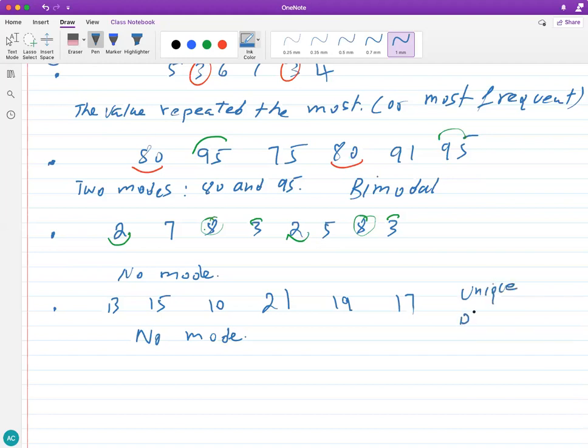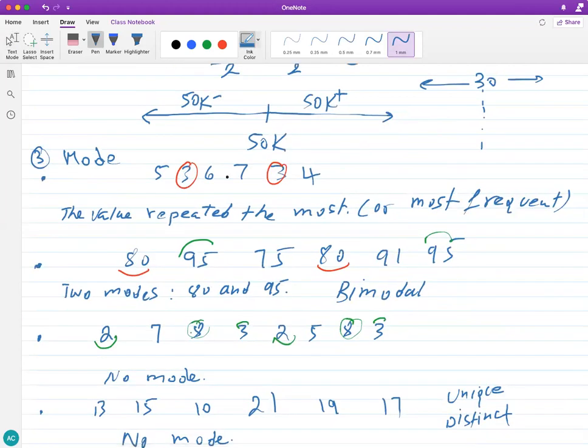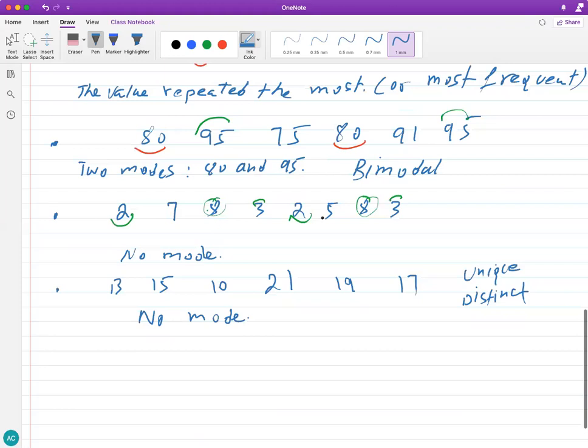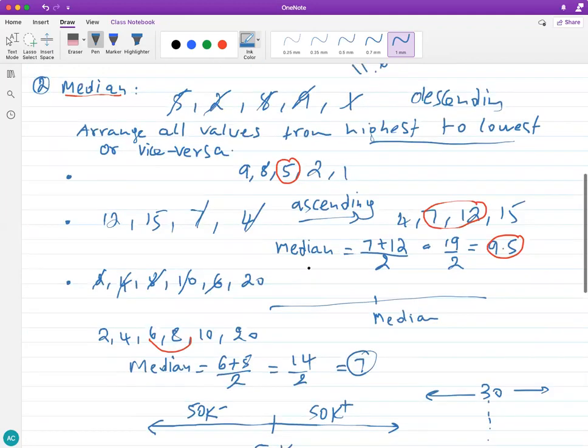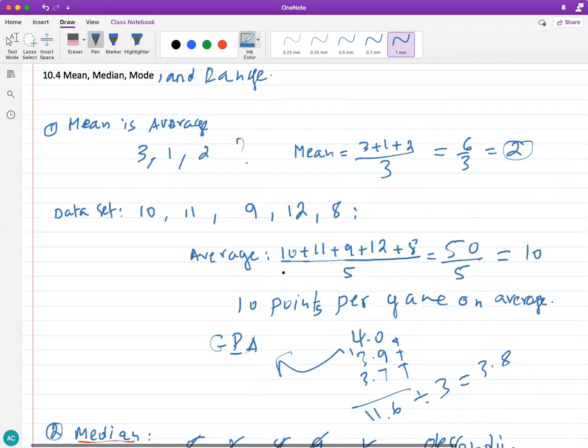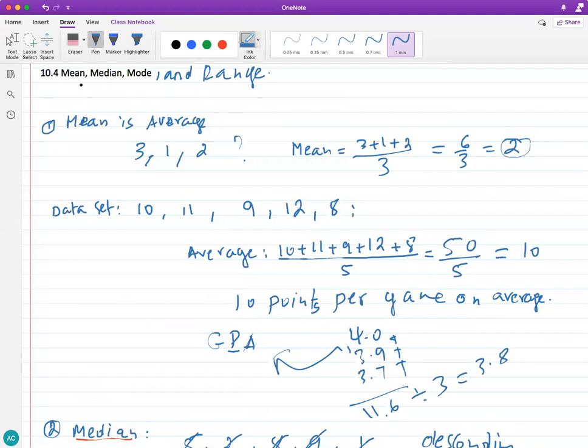Or distinct values. Nothing is repeated, they're distinct. But here, 95 and 80 are repeated, and here all these are repeated, but still there's no mode. So that's basically the mode. So we talked about the mean, the median, and the mode. Now, let's talk about the range, the third one.